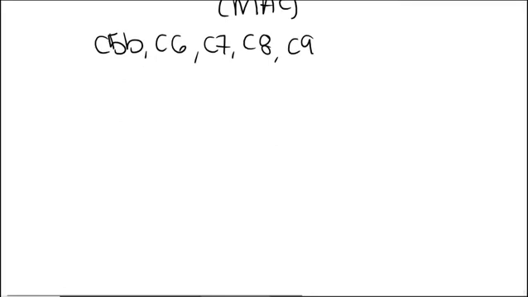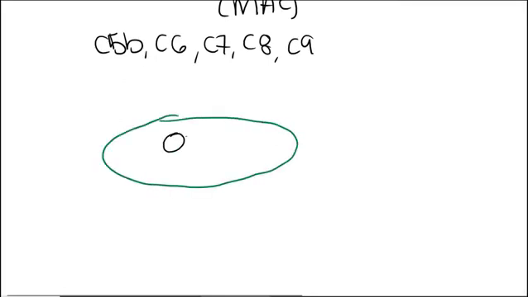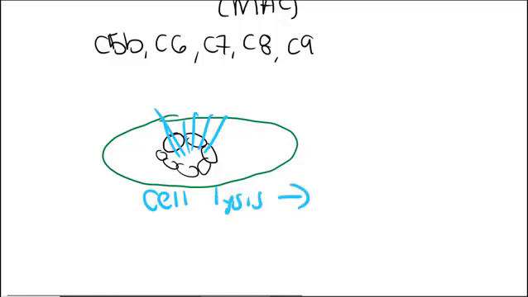Here's what a MAC does. Here's our pathogen. C5b is going to come, then C6, then C7, then C8, and then a few C9s, and they're going to essentially punch a hole in the bacterial cell, and now the cell is going to lyse. It causes cell lysis. And obviously this will kill the bacteria, kill the pathogen.